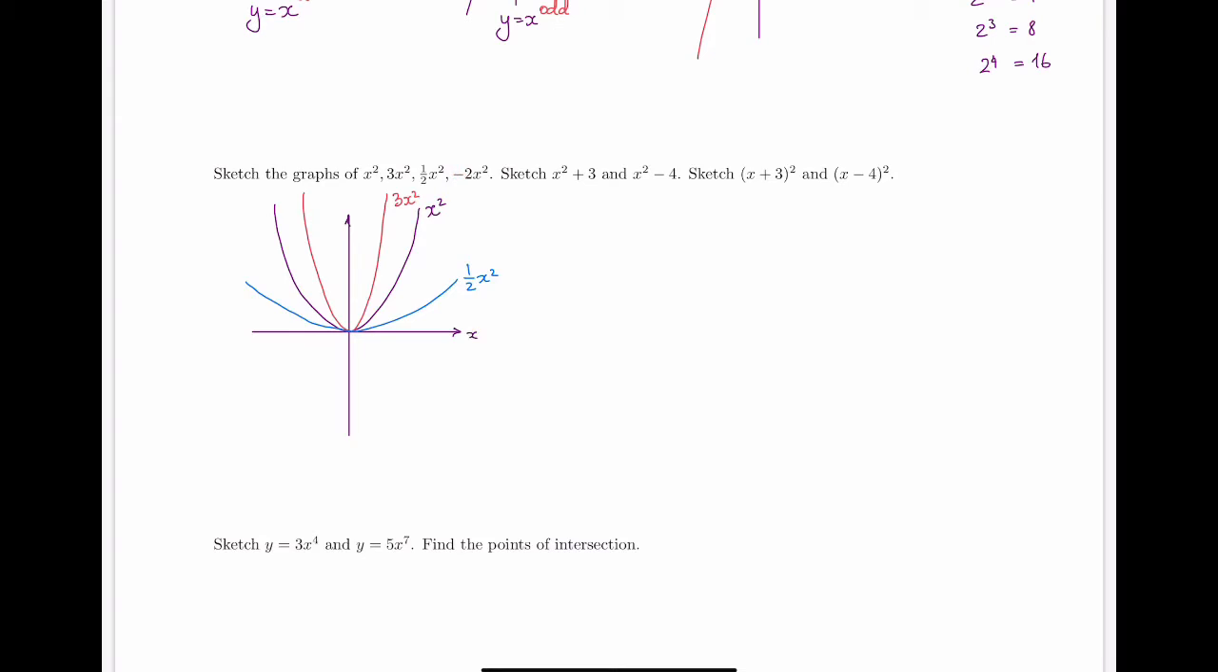Okay, so minus 2x squared will then correspond to a function down here. So something like this, minus 2x squared. So generally, the change of the coefficient corresponds to a stretch factor.